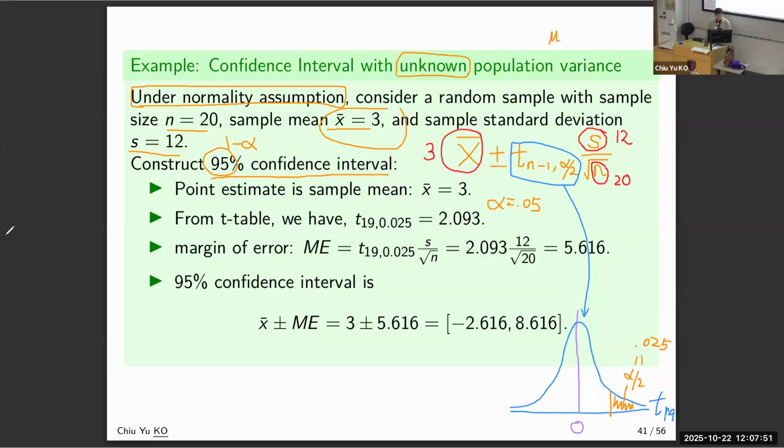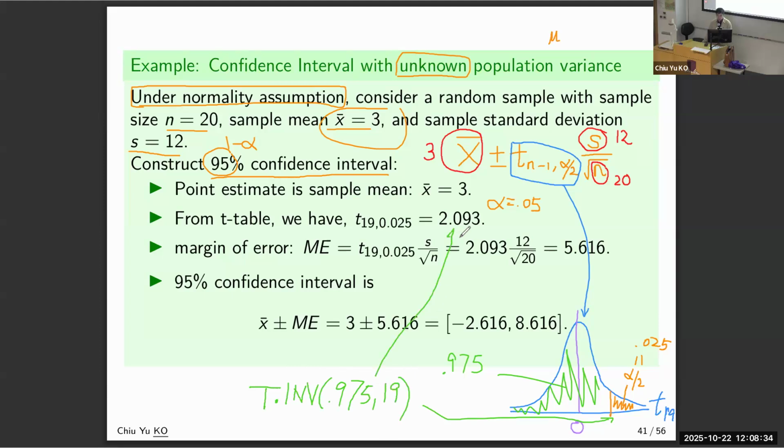And that means if the right-hand side is 0.025, what is the left-hand side? The left-hand side will be 0.975, right? And this is the T table, 0.975. It's just T dot inverse 0.975, 19. Okay, and this gives you the number 2.